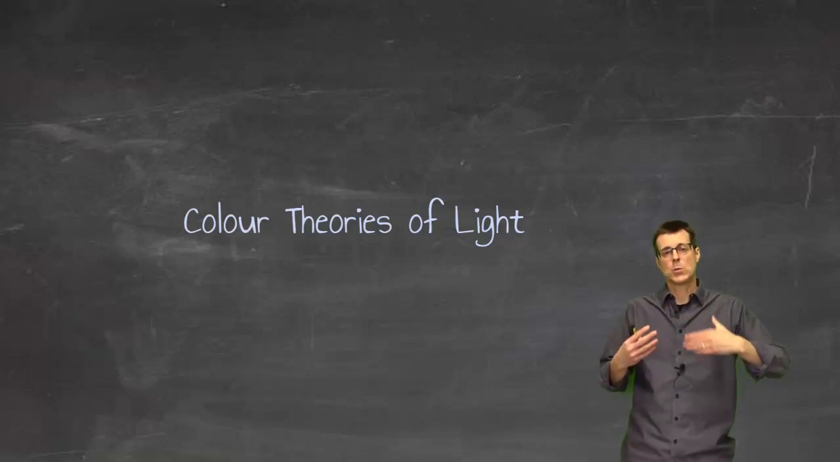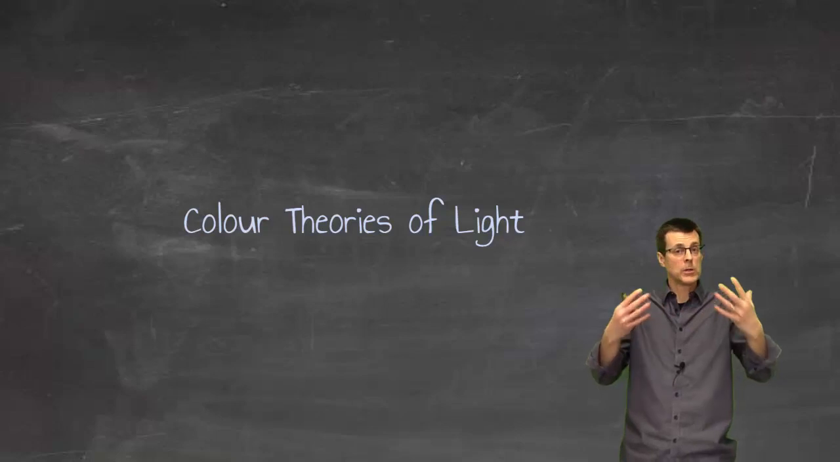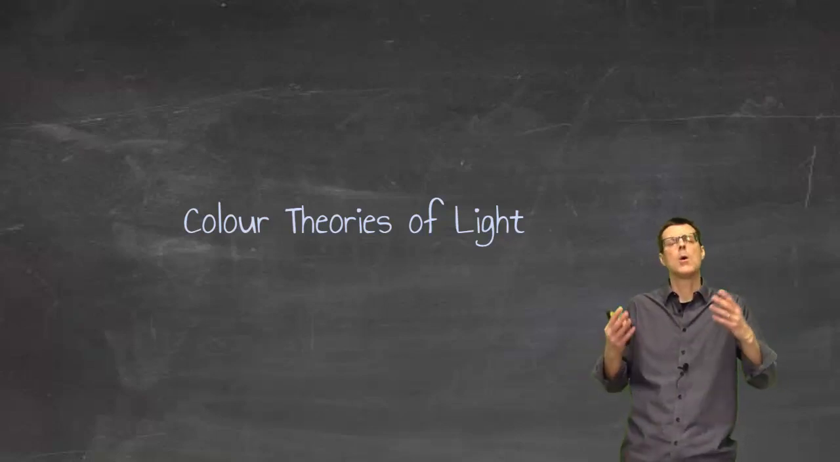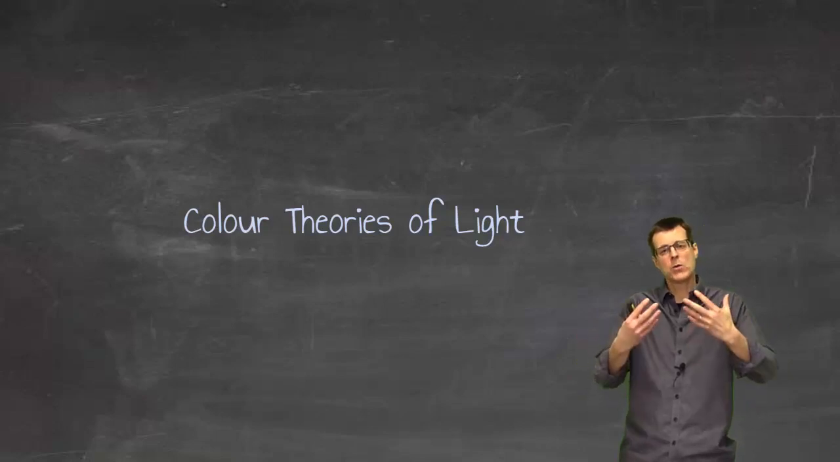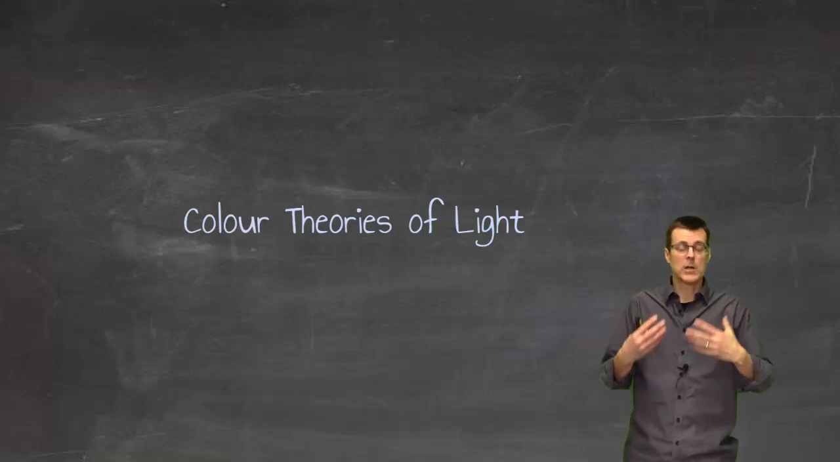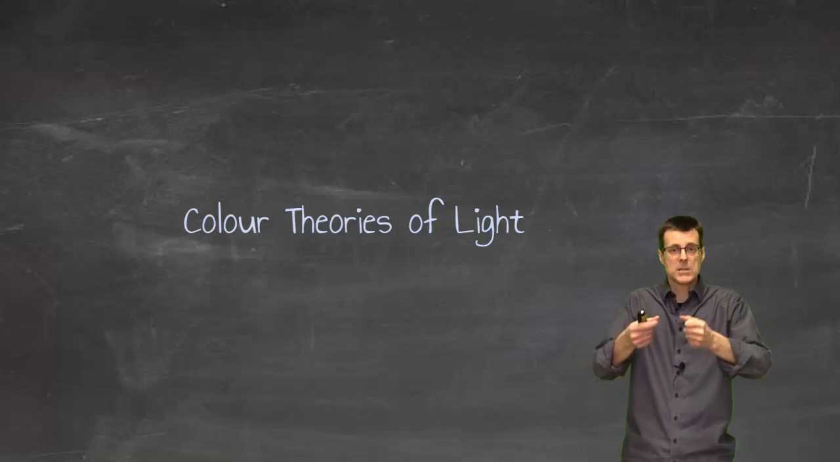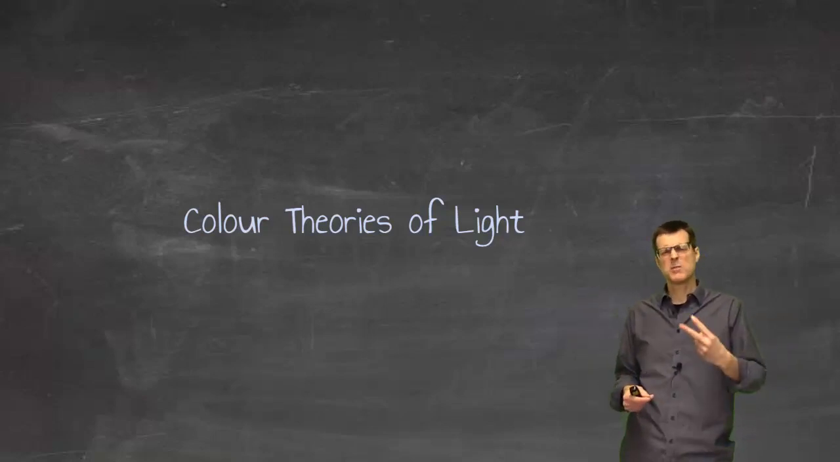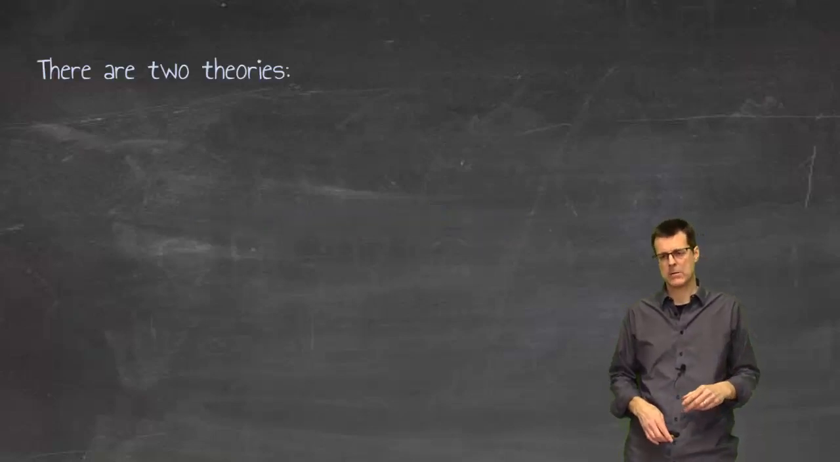And what that means is when we perceive color, when we look at something and we say, hey, that thing is blue or that thing is green, what does that mean? And then how do we not only perceive color, but when I start mixing colors to get different colors, how does that happen? So there's going to be 2 different color theories to handle that.